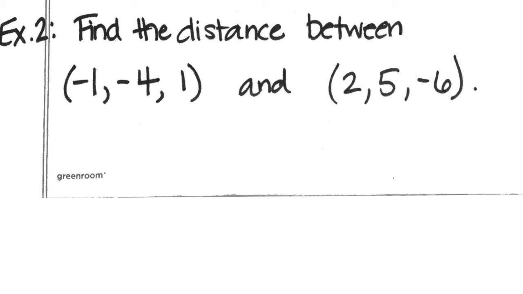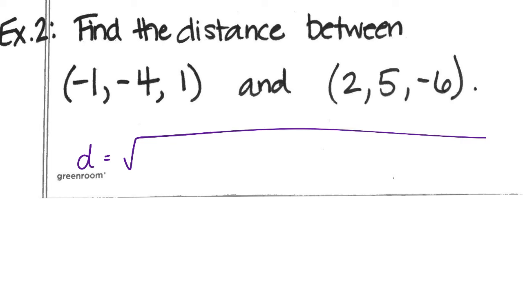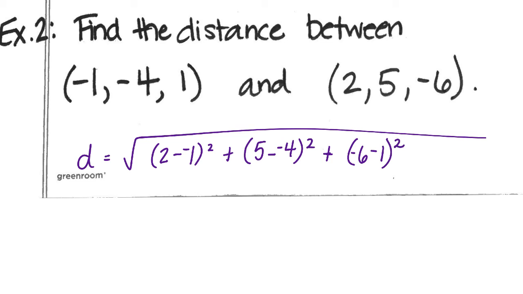All right, our example 2 leads us to the distance. So remember, the distance formula is going to equal x sub 2, which is 2, minus x sub 1, which is -1, quantity squared, plus y sub 2 minus y sub 1, plus z sub 2, that was a -6, minus z sub 1. And we're going to square all of that and put it underneath a radical.